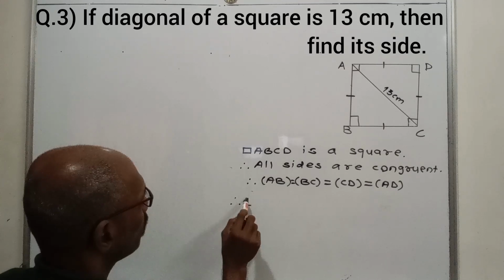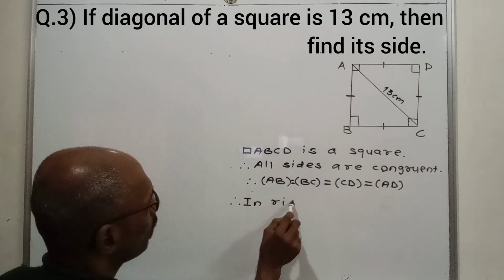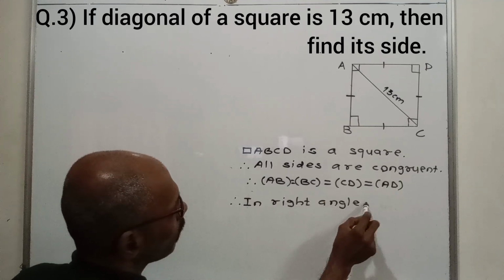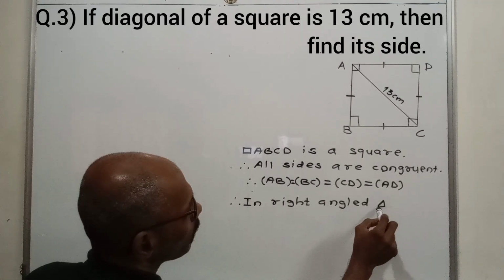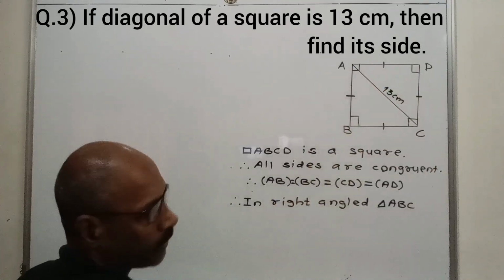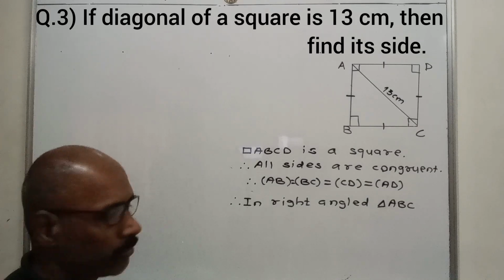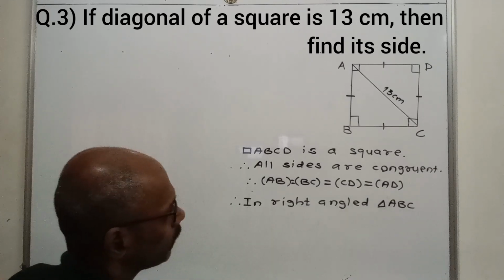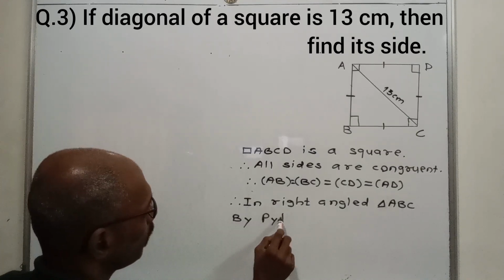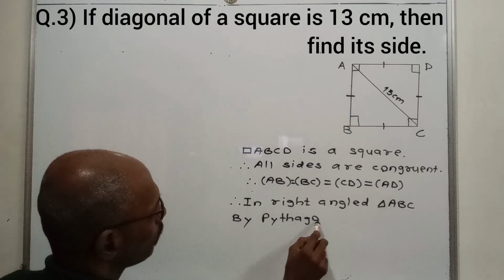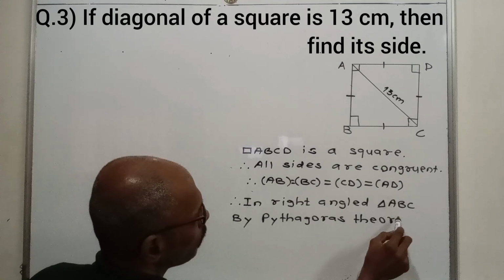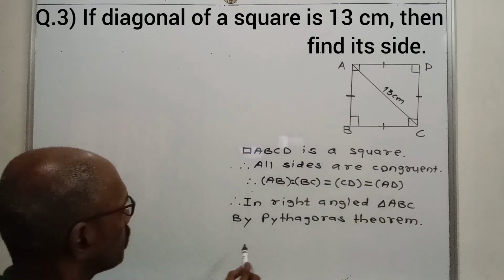Therefore, in right angled triangle ABC, or we can take ADC, take any one. In right angle triangle ABC, by Pythagoras theorem.